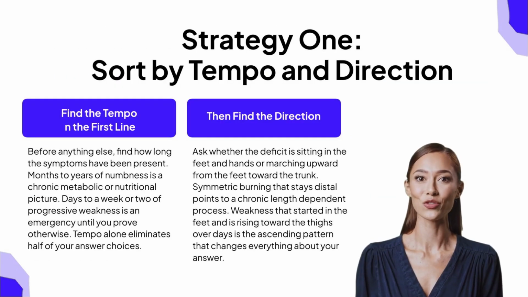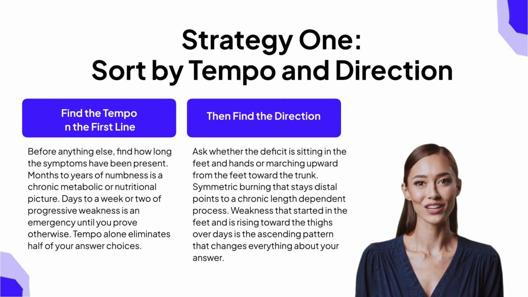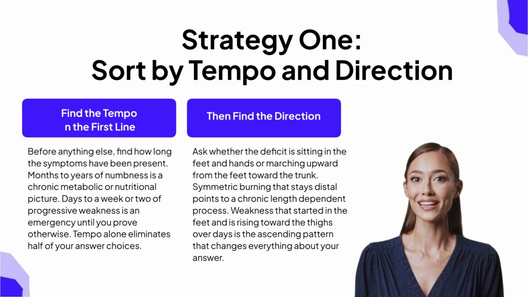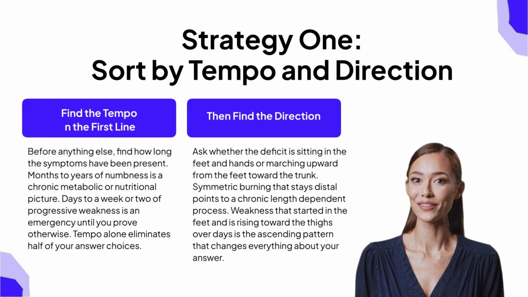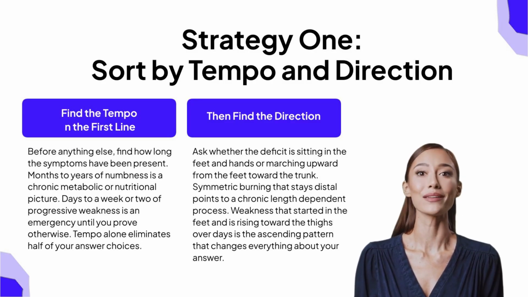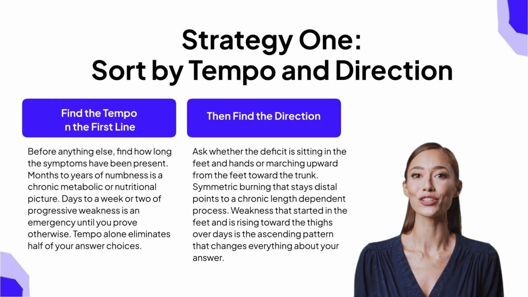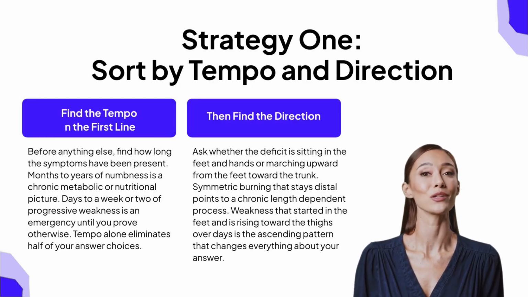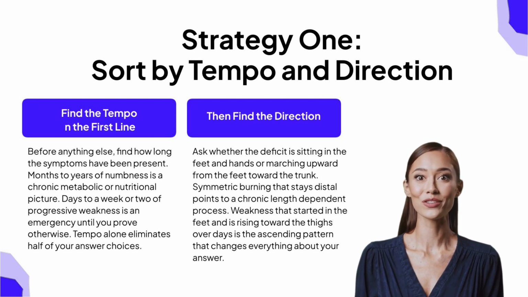Strategy 1 is to sort every nerve stem by tempo and direction before you read the choices. Start with tempo. Find the sentence telling you how long this has been going on, because it is always there. Months to years of numbness is chronic, and chronic means metabolic or nutritional. Days to a week or 2 of progressive weakness is an emergency until proven otherwise. Tempo alone eliminates half your options.